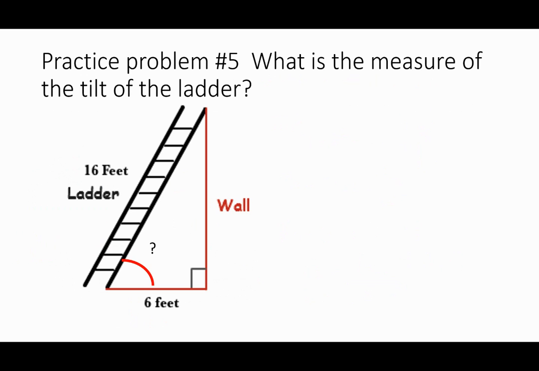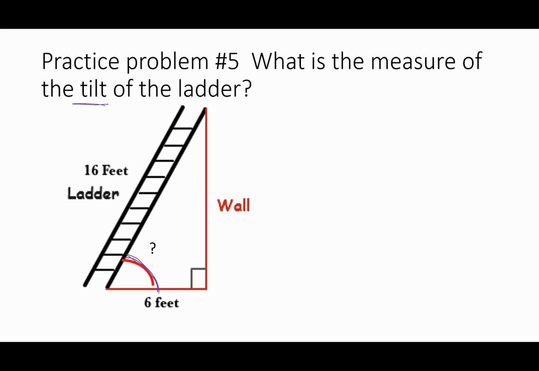Taking a look at our next one, we have a ladder. What is the measure of the tilt of the ladder? Tilt is another word that we would use for our angle measurement. So we're looking for the tilt of the ladder, which means that we are moving our ladder so it's not straight up and down. We're moving it towards our building or our wall. So how does this all look? Again, we're looking for the angle measurement.